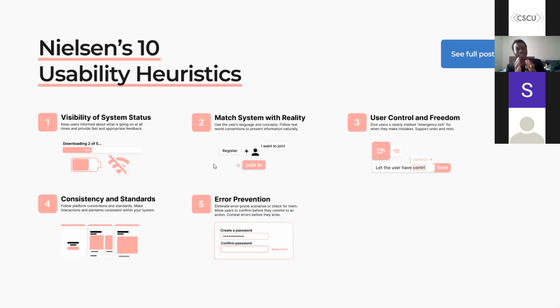A lot of these align really well with Schneiderman's 8 golden rules. So I won't go over these in too much detail, but I will go over the new ones. The newer ones are match system with reality, which is just kind of a more specific example of blending the real world, right?